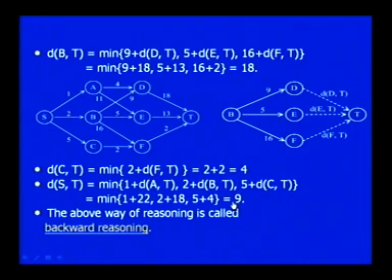This is the difference between your greedy approach and dynamic programming. So, this approach is called the forward approach, and the kind of reasoning we are making is called backward reasoning, because from the sink we are finding out all the things.